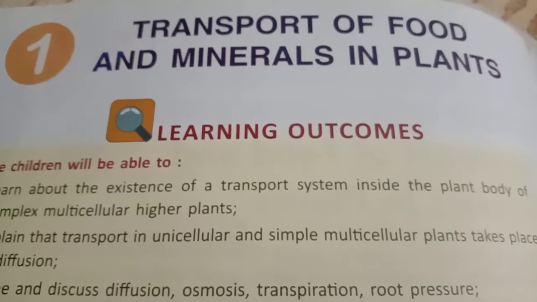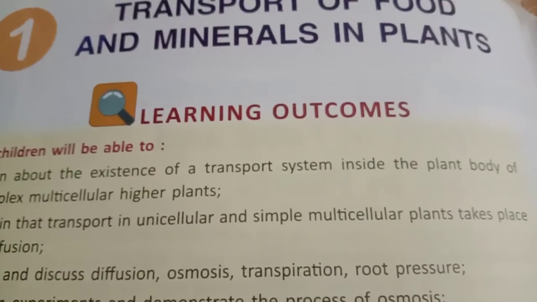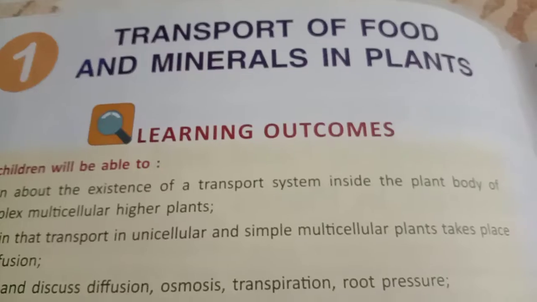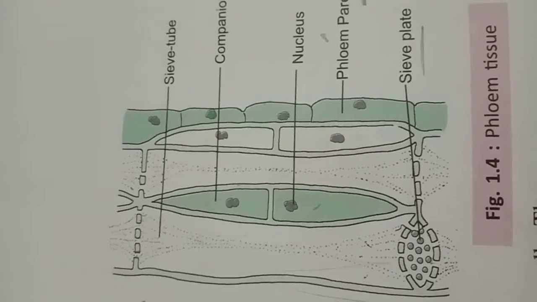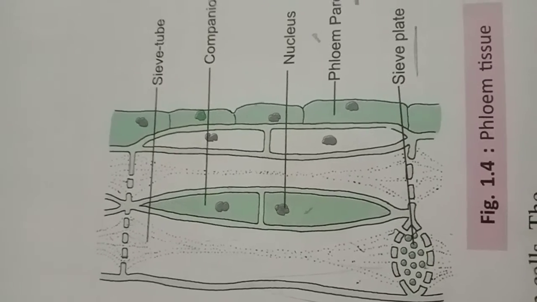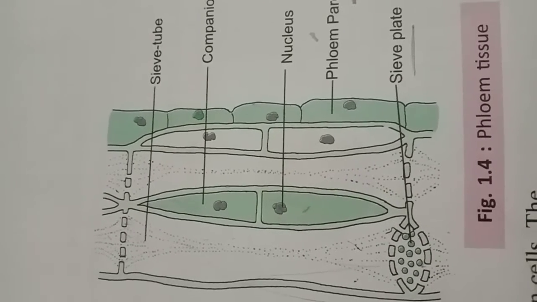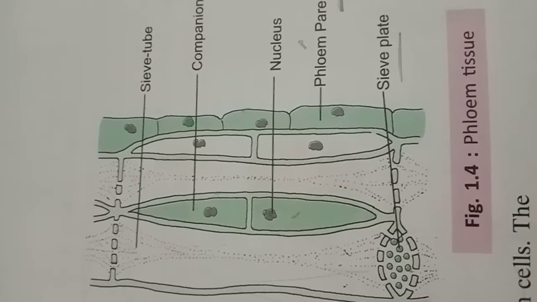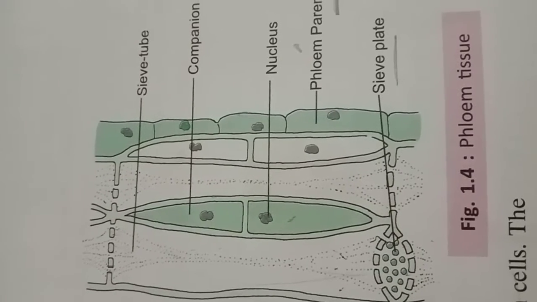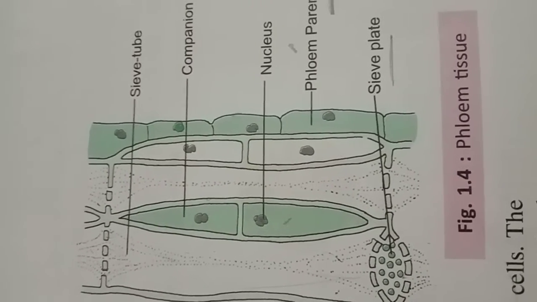We already started the first chapter of biology, that is the transport of food and minerals in plants. We discussed the various conductive tissues like xylem and phloem. We already discussed the elements of xylem and phloem and the function of xylem. Xylem is responsible for the conduction of water and minerals basically, and the phloem is responsible for the conduction of food. Xylem conducts only upward, and in the case of the phloem there is upward and downward conduction, both sides, up and down, take place.